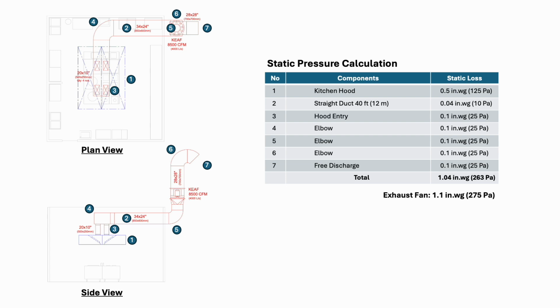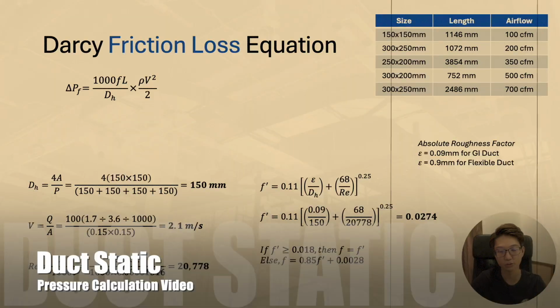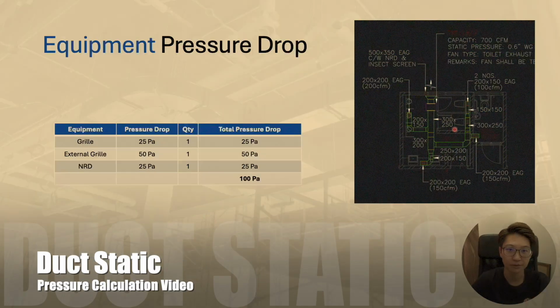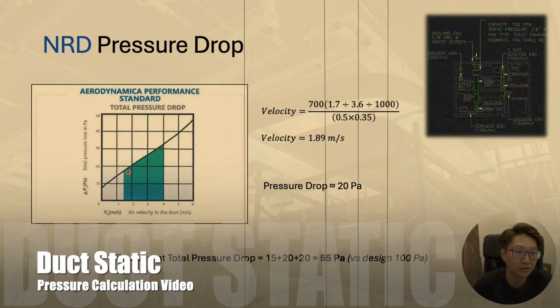The velocity should be designed at 1005 to 1008 feet per minute for effective grease removal. Instead of estimation, if you want to learn how to properly calculate duct static pressure, you can watch my earlier video, link in the description below.